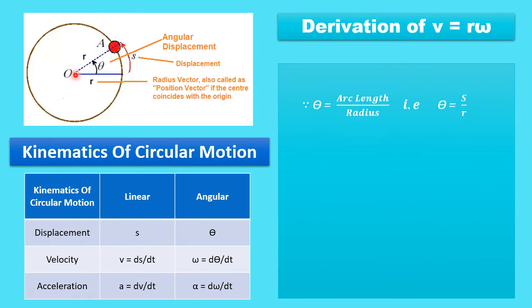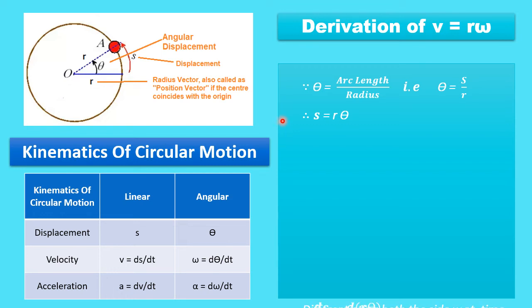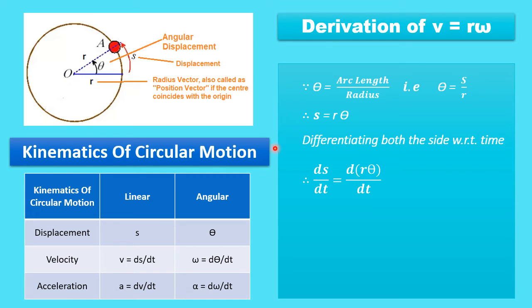Looking at the diagram, from our geometry we can get theta is equal to arc length upon radius. So I can say theta is equal to s upon r, where s is arc length, theta is the angular displacement and r is the radius. So from here I can get s is equal to r theta. Now I'll be differentiating both sides, taking the derivative of both sides. So when I differentiate both sides, I'll get ds upon dt. I'm differentiating with respect to time, d by dt of r theta, where r is a constant value. So constant values always come out.